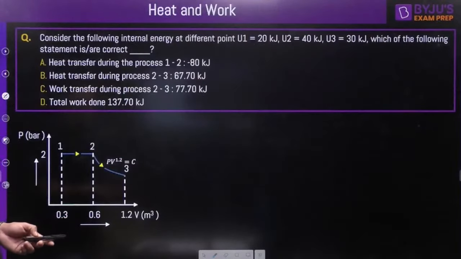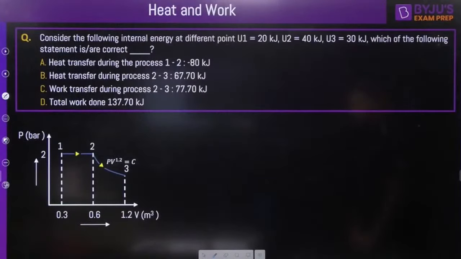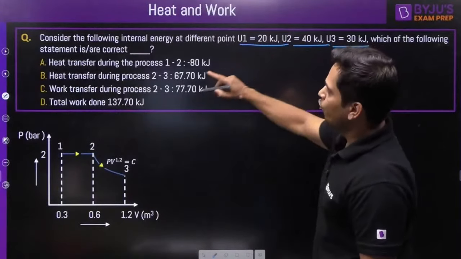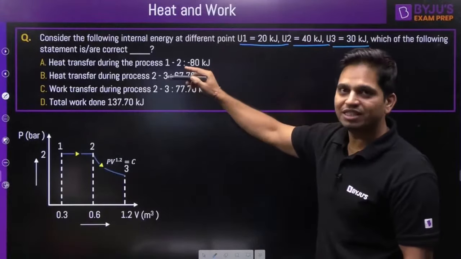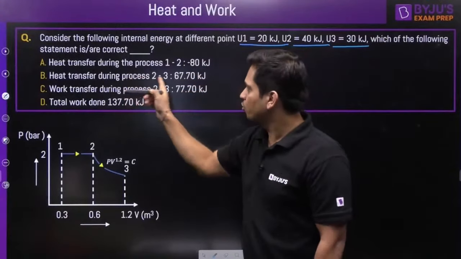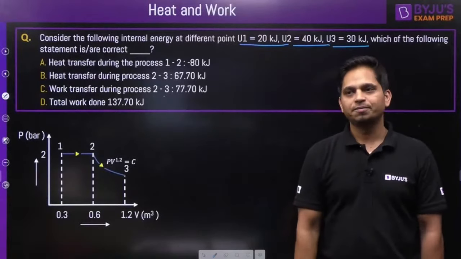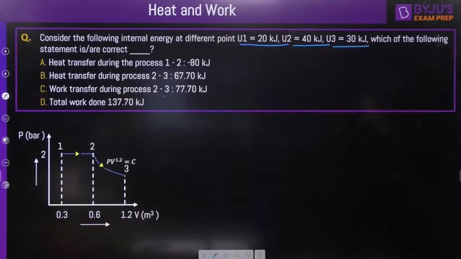Okay. So let's, what is the time? This question you write down. You have to try this question. Very easy question. And you have to give me the answer tomorrow. Consider the following internal energy. U1 is given, U2 is given, and U3 is given. And you have to find out heat transfer during this process 1 to 2 and check if this statement is correct. Heat transfer during process 2 to 3, you have to check if it is correct or not. And work transfer and total work done. You can take a screenshot of it and you can try this. I will take the answers tomorrow.